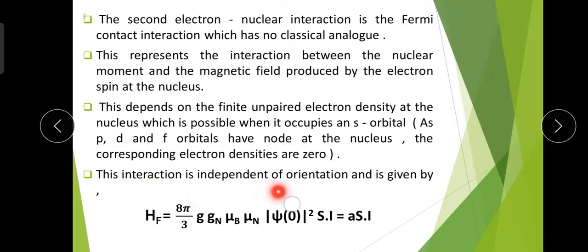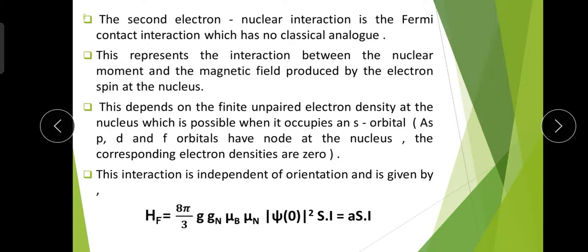The interaction is independent of orientation and is given by, that means this interaction is independent of orientation. It does not depend on the orientation of the spin, but it depends on the unpaired electron density at the nucleus, and which is given by HF is equal to 8 pi upon 3 g gn mu B mu n into mod of psi of 0 square into S and I, which is equal to A into S.I.